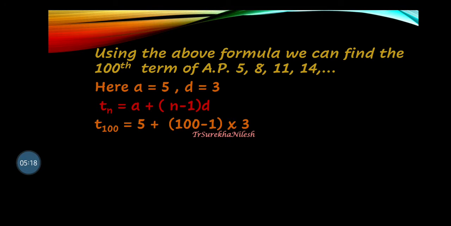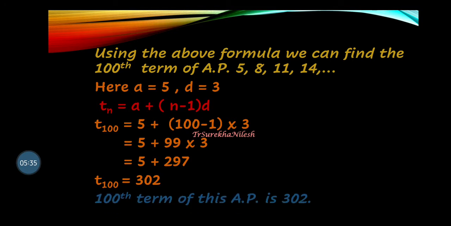So T100 equals 5 plus 100 minus 1 into 3. 100 minus 1 is 99. 99 into 3 is 297. Adding 297 and 5, we get 302. So the 100th term of this AP is 302.